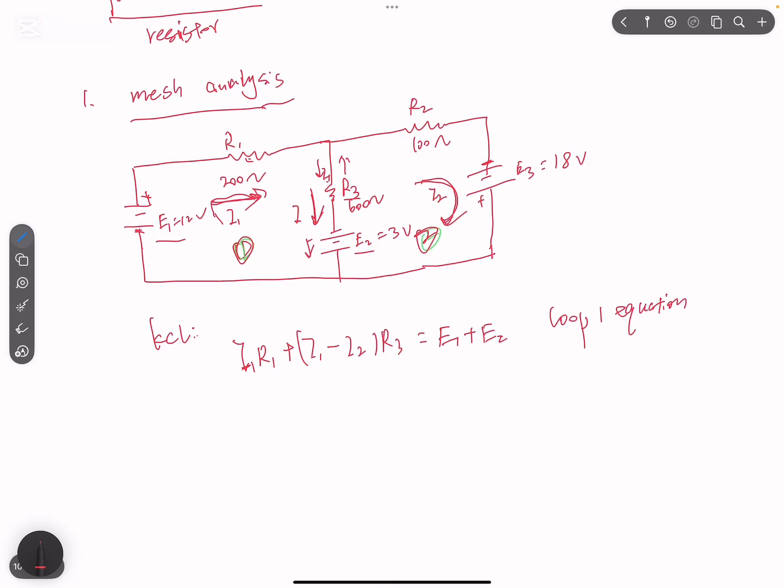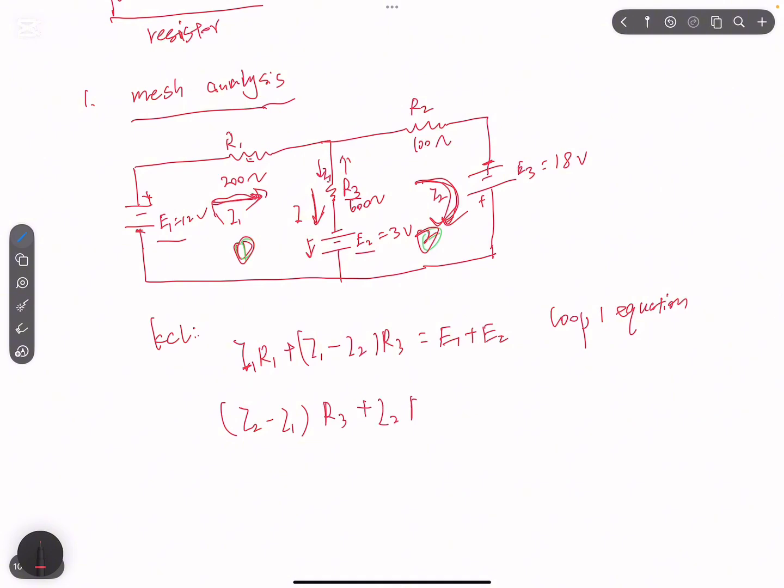Now looking at the second loop, we have the power sources E2 and E3, and they have different directions. If we use this as the positive direction for I2, then the current through R3 will be I2 minus I1 because they have different directions, times R3, plus I2 times R2, equal to the total power here. That will be E3 minus E2. So this is our loop 2 equation.